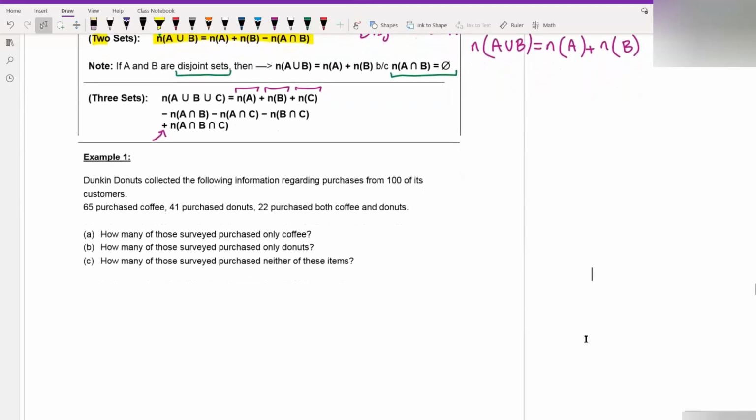Now example number 1, Dunkin' Donuts collected the following information regarding purchases from 100 of its customers. We have 65 purchased coffee, 41 purchased donuts, 22 purchased both coffee and donuts. Part A, how many of those surveyed purchased only coffee?